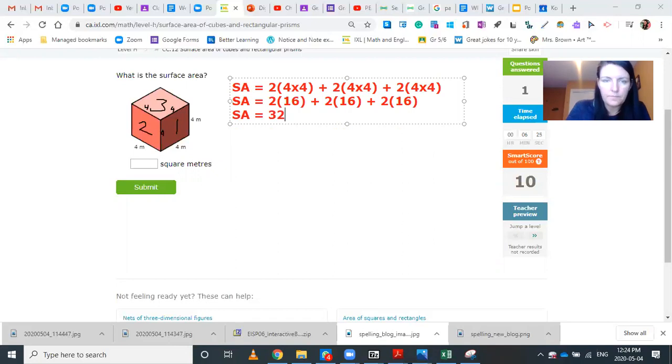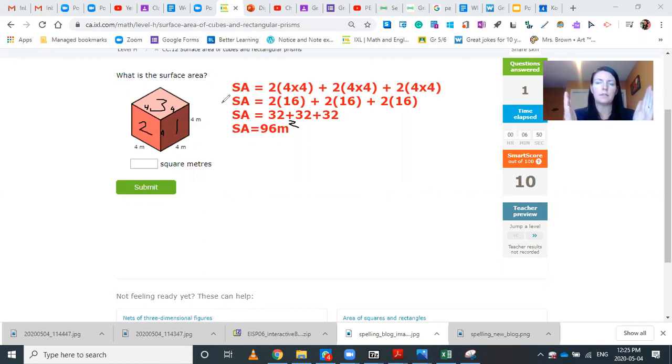It's 32. We're adding another 32, and we're adding another 32. The surface area of this guy is 96, and we're working with meters and meters squared. Remember, you are doing area only. You're finding the area of each face and adding them all together. You see all these plus signs, so you're not multiplying.